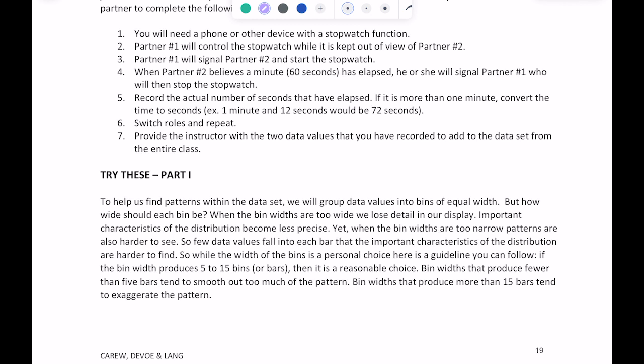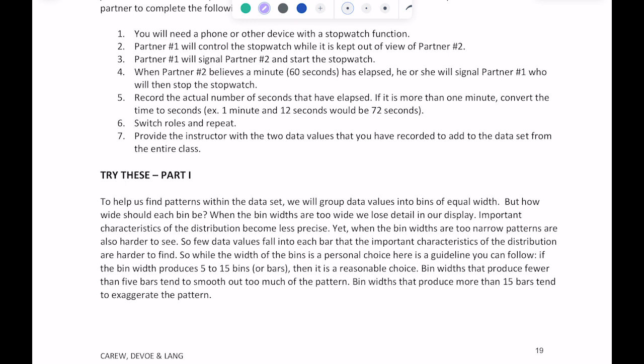Okay. When we are looking at these graphs, we want to try to find patterns within the data set. So in order to find those patterns, we need to group the data values into bins, right? But those bins have to be equal width. I can't have one bin represent a range of 10 numbers, and then another bin represent only a range of 3 numbers. So I need to figure out the bin width, right? And I need to make all of the bins the same width.